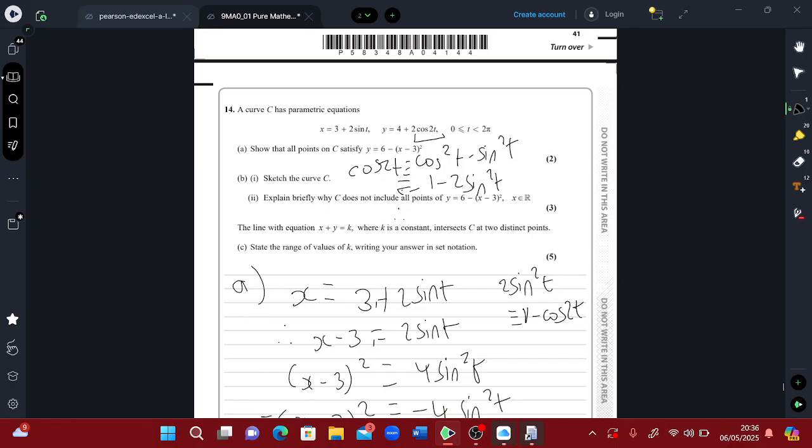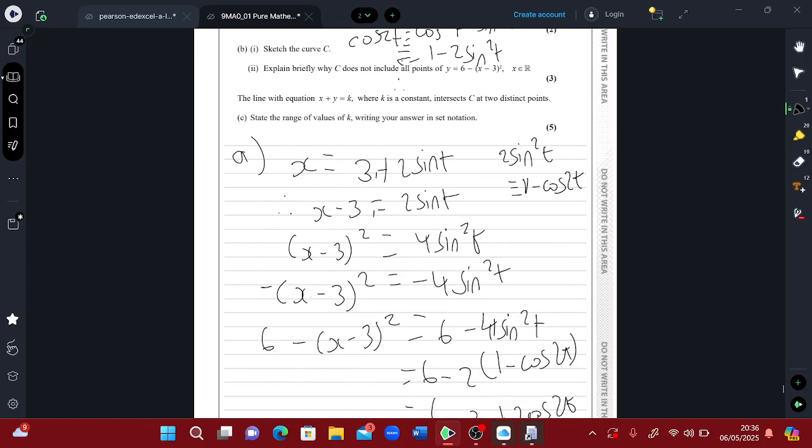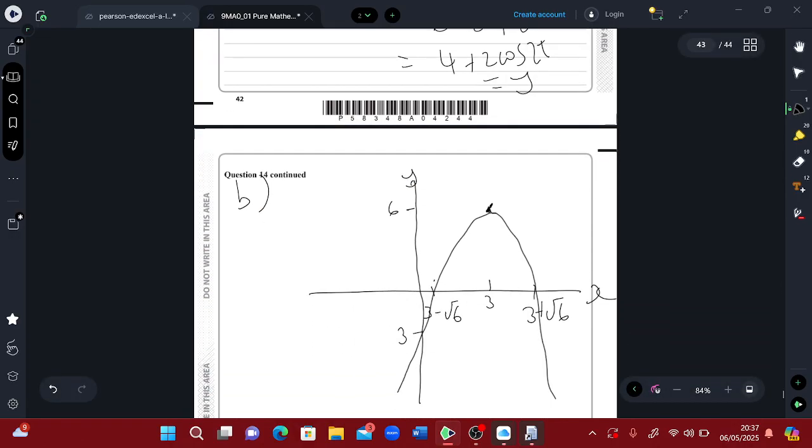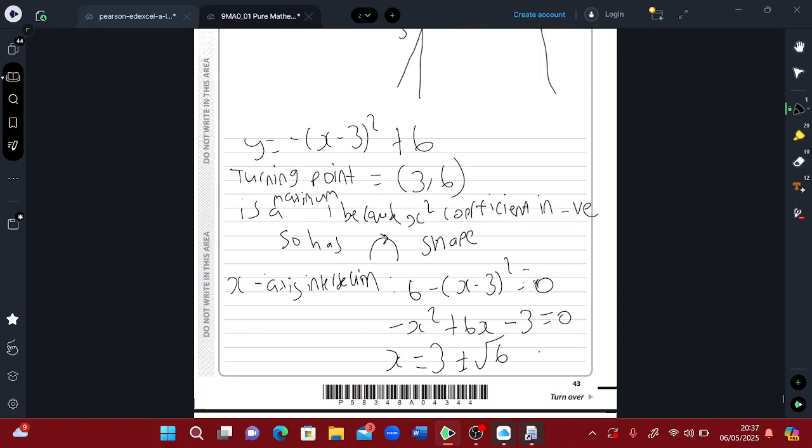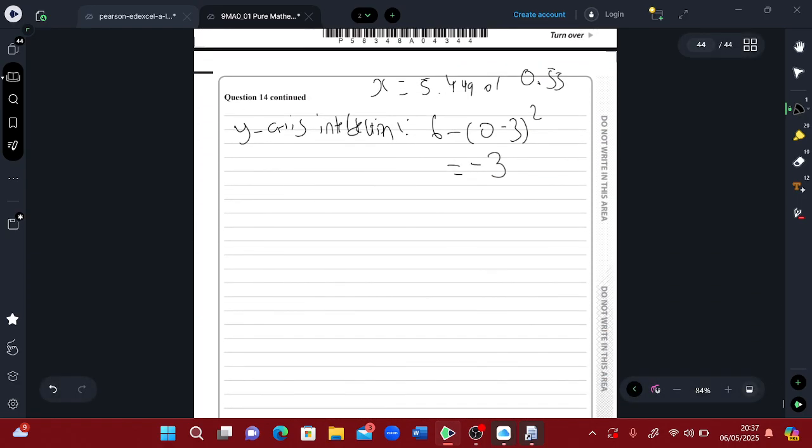So then it says briefly explain why C does not include all the points of this. Okay, they asked you to sketch the curve first of all. That might be a key point. They probably did that for a reason. And then we go to part II.